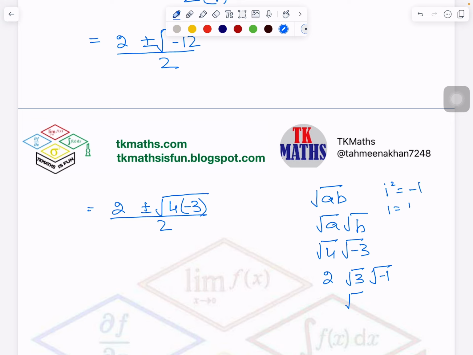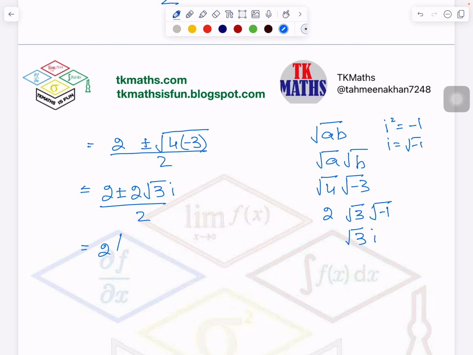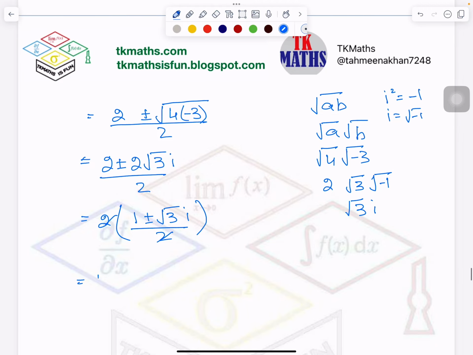So iota is equal to root minus 1. You get this answer from here. So it will be 2 plus minus 2 root 3 iota over 2. Then you can take 2 common outside, 1 plus minus root 3 iota over 2. You can cancel it out. So what did you get? 1 plus root 3 iota and 1 minus root 3 iota. So these are your other roots.